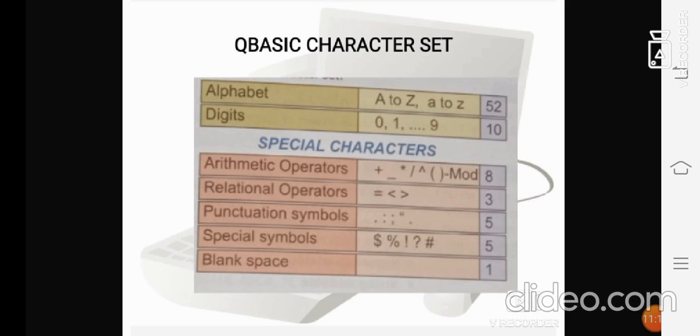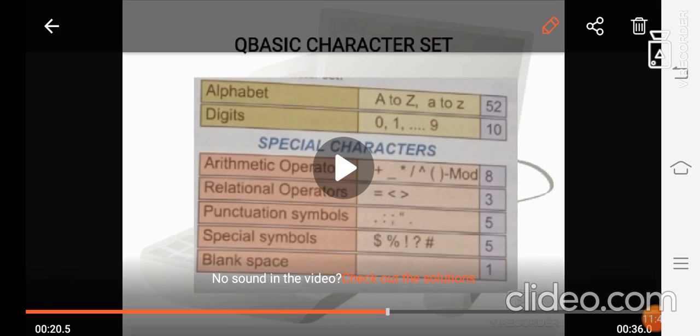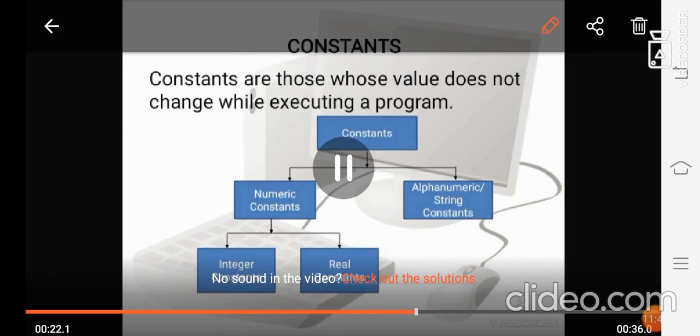And these are the special characters we have to know compulsorily in QBasic: arithmetic operators, relational operators, punctuation symbols, special symbols and blank symbols. These characters and symbols are very important in QBasic. Students, please pay attention as we go through this QBasic character set. I hope you all are understanding what we are discussing in this video.